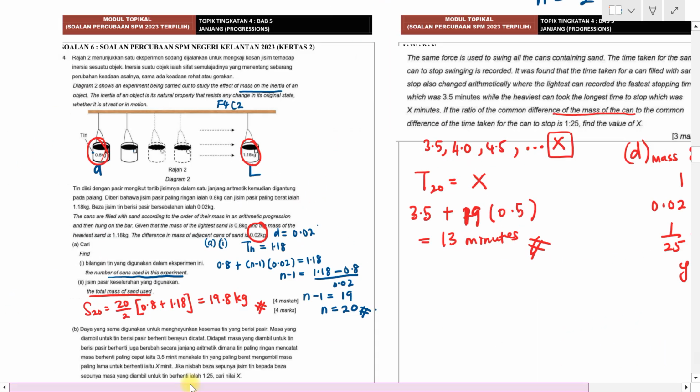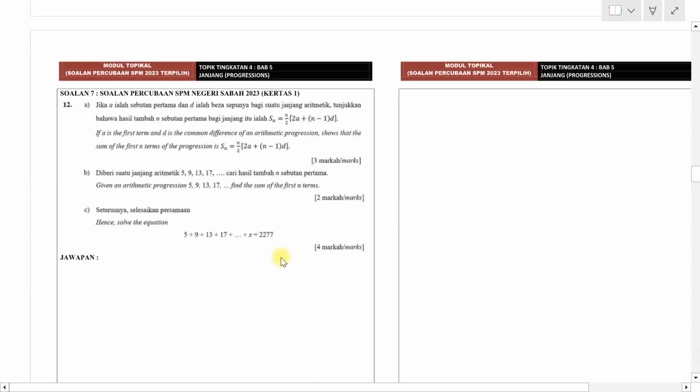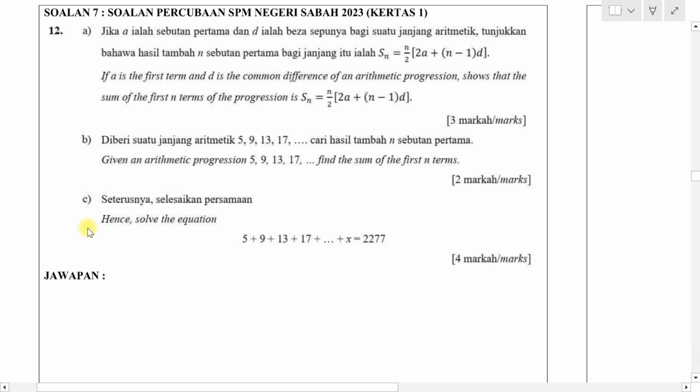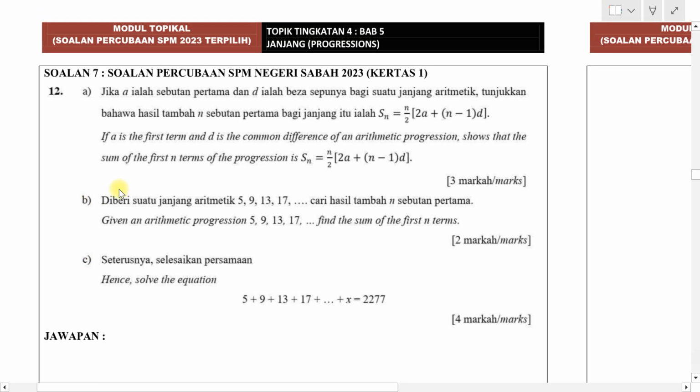Right. Question 7. Okay. The first part is, what they call, you need to prove what? How you get this formula. See, how many questions there are to ask, they are asking how the formula came. If A is the first term, D is a common difference of an AP, show that the sum of first n term of the progression is this.